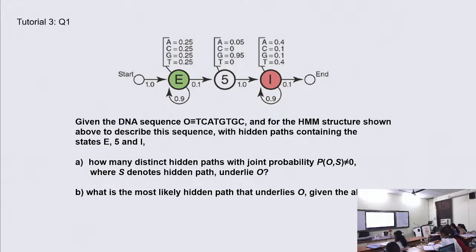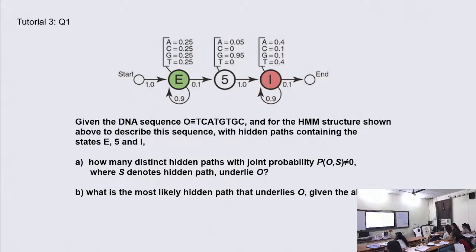So how many paths have the joint probability not equal to 0? When you compute the joint probability of observation sequence and hidden sequence, that should not be equal to 0. So look at the observation sequence and at the values of the output probabilities. Suppose I say that the boundary is this C. Will the probability be 0 or non-zero? It is 0, because the probability of C from 5 is 0.